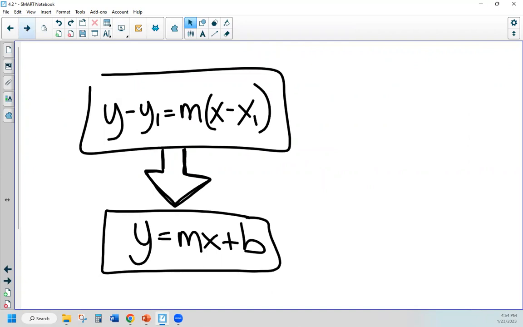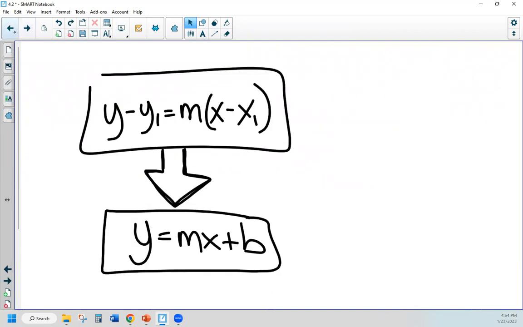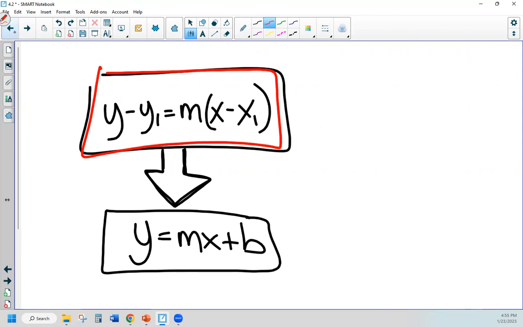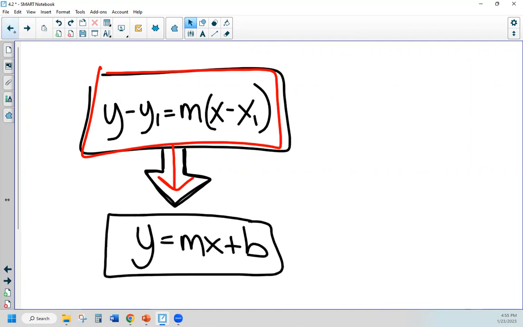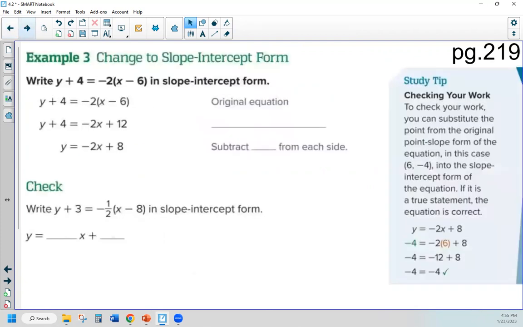Next example, example number 3. Here's a visual of example number 3. Example number 3 wants us to grab something that is in point slope form. This is point slope form. And they want us to take it into slope intercept form. At the beginning of this video, I told you guys what slope intercept form was. And that's what we did in 4.1. So let's go ahead and see how the book walks us through it.